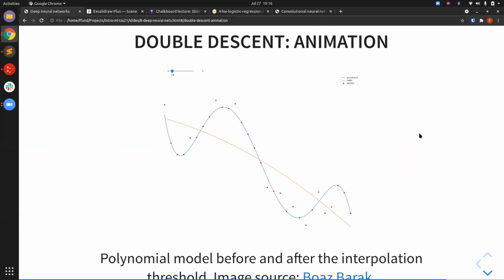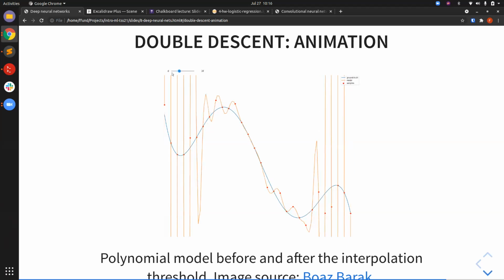Okay, so this is our standard polynomial example. You can see the red points are polynomial data with noise. And I'm going to restart this animation. Okay, so you can see at the beginning, there's high bias. As we increase the complexity of a polynomial model, we fit the data better. And as we increase it even more, we start to overfit. So that's what we expect.